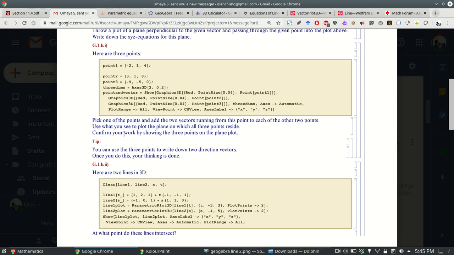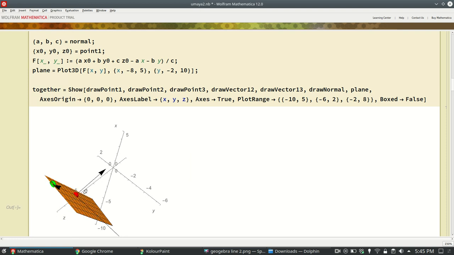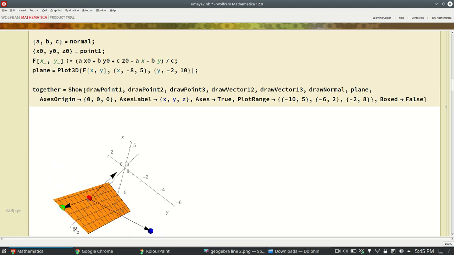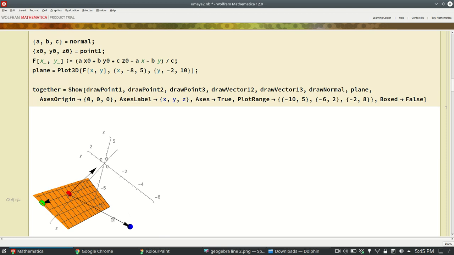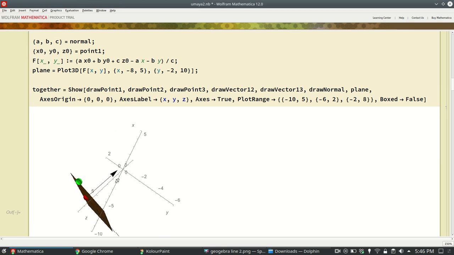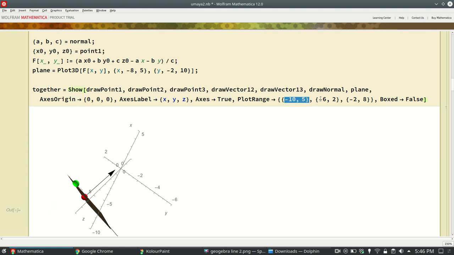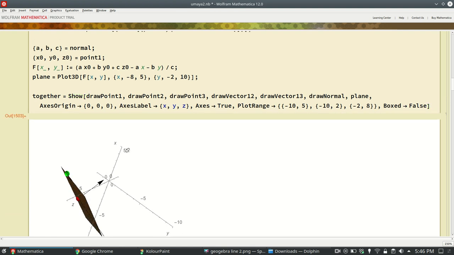And so I have confirmed the work by showing the 3 points on the plane plot. So here are the 3 points on the plane plot. The blue point, point number 3, does not appear on the plane because I need to stretch the plane further in the negative y direction. So let me just do that now. So this is the x range, this is the y range, and this is the z range. I'm going to stretch the point further in the negative y direction. So I'm hoping that this will stretch the plane.